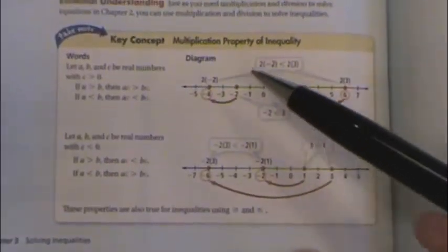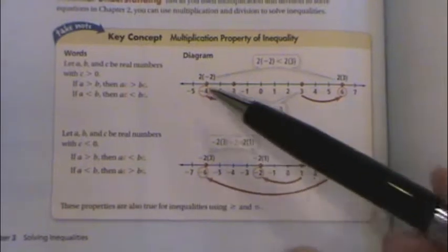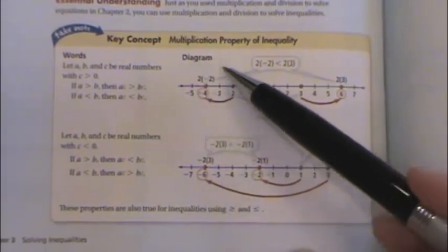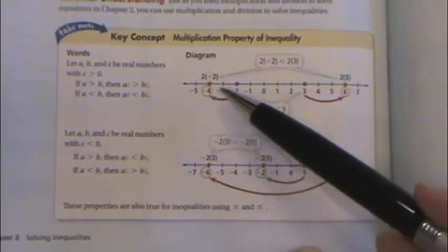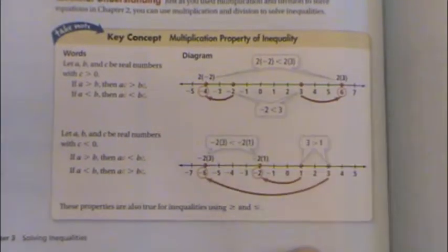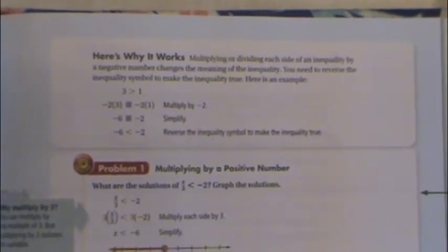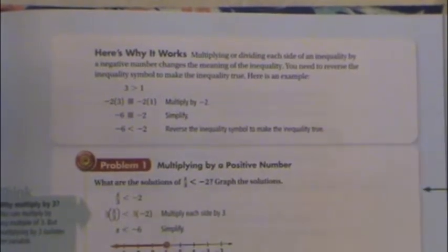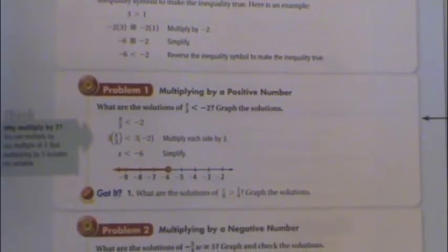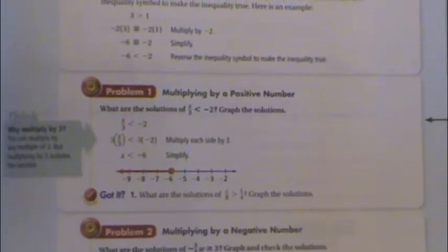So they explain it all out on page 178 in this key concept, multiplication property of inequality. You can take a look at that at your own pace. And then they continue with an explanation on the top of page 179. Here's why it works. Basically, that's what we did with the blue box on the other page. Then we get to problem 1, multiplying by a positive number.